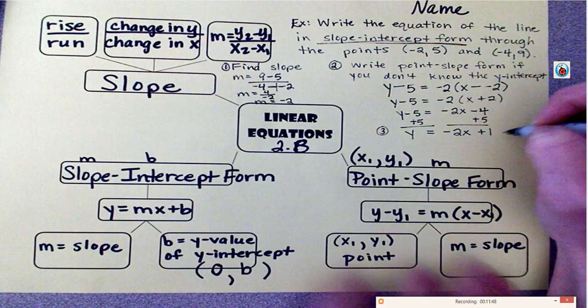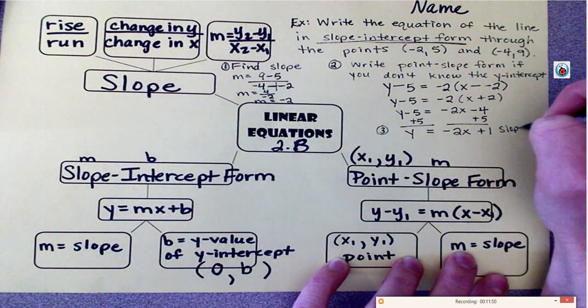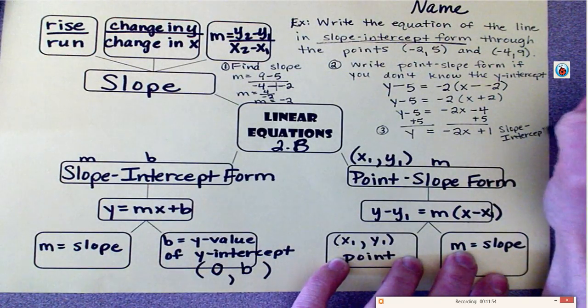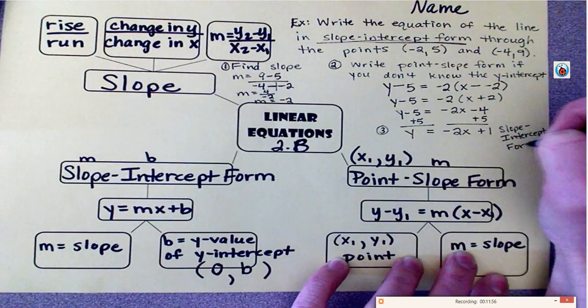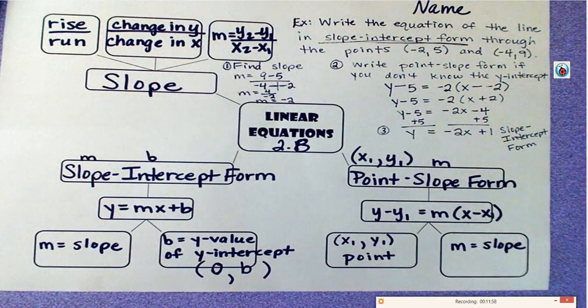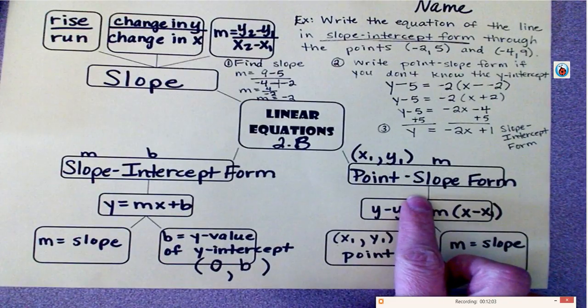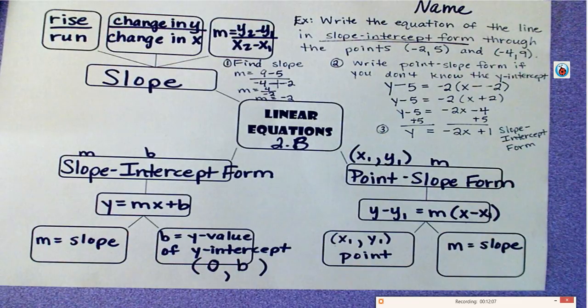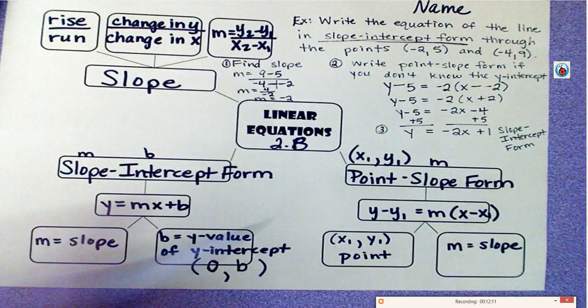And that is my step 3, slope-intercept form. So start in point slope if you have to, and just rearrange it into slope-intercept form if that's what you need. If I was actually given a y-intercept to begin with, I could have just gone straight into slope-intercept form, but I wasn't.